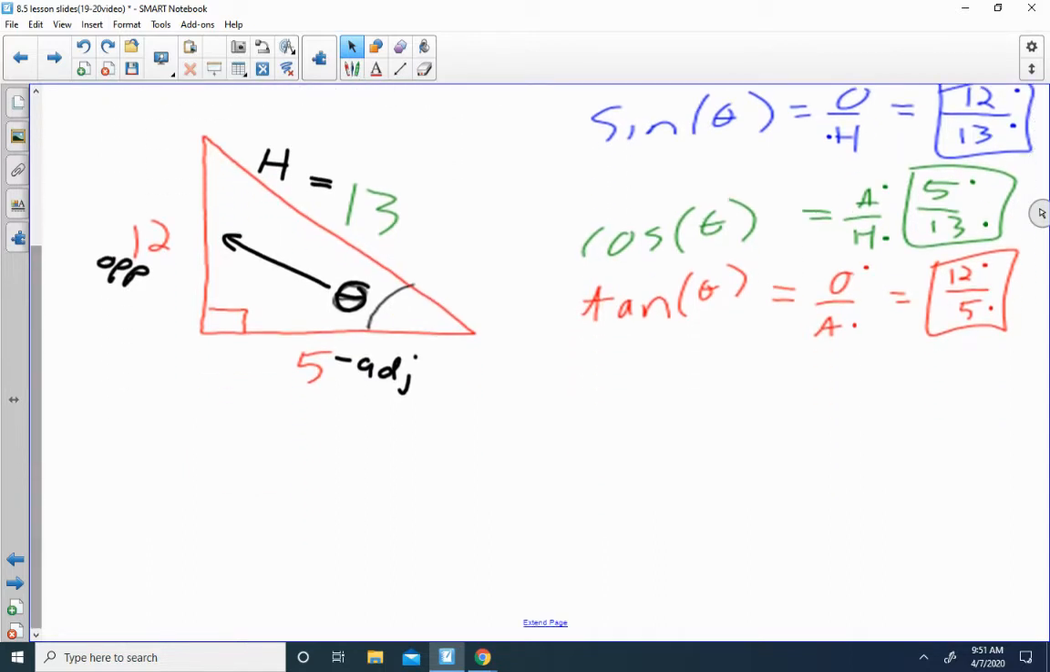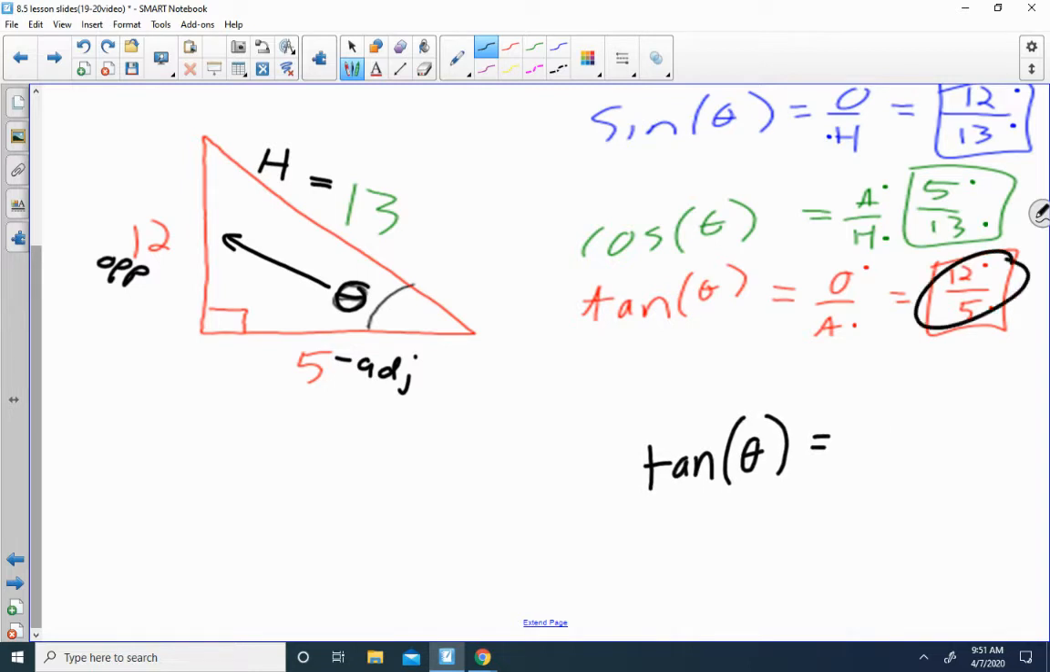And also, I want to give you a quick review of inverses. So let's say, for example, you just found that tangent is equal to 12 over 5. And let's say I wanted to find what angle would make tangent equal to 12 over 5. Or in other words, I wanted to solve for the angle. To do that, you have to use your tangent inverse. So in other words, you would take tangent inverse of both sides.